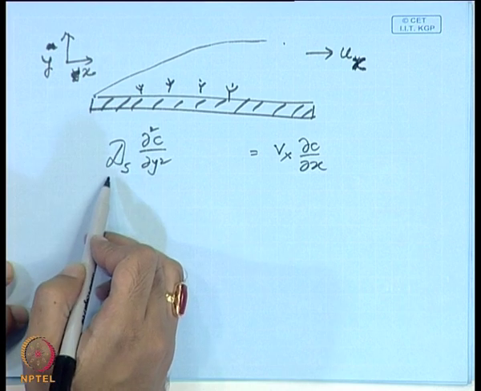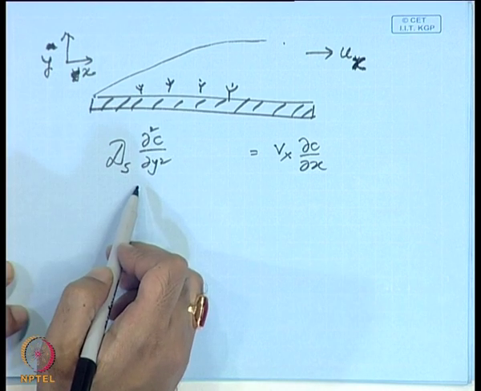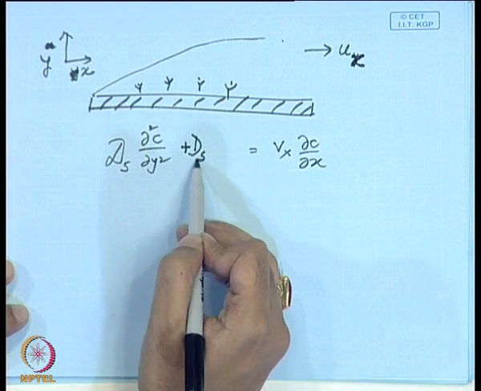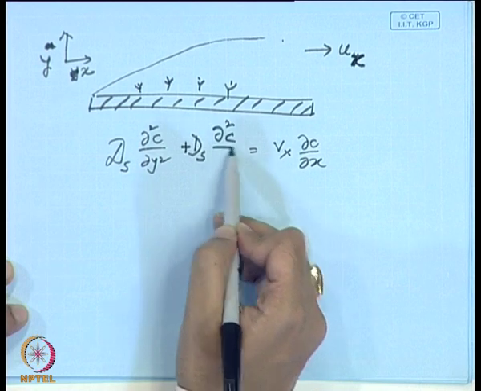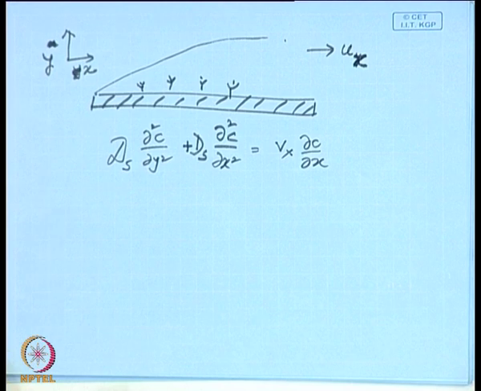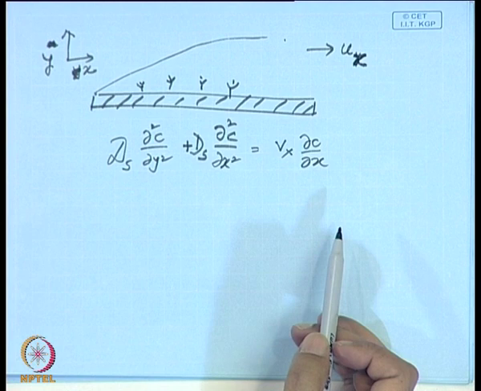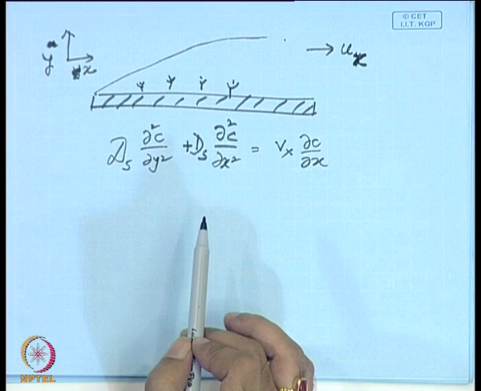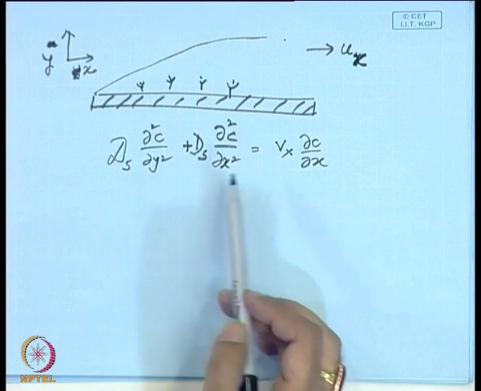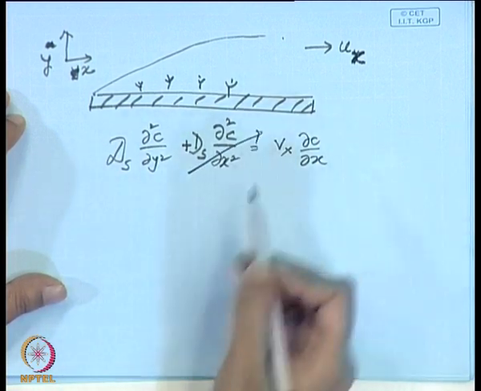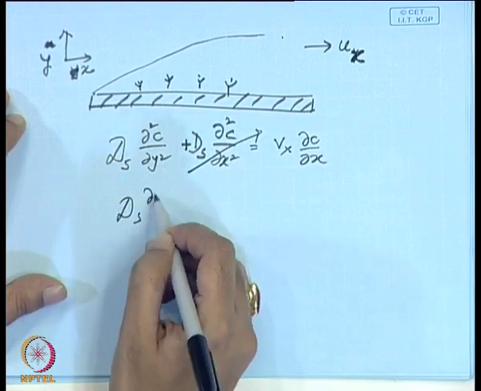You said Ds into del 2C by del y square, right? Okay. And well, why not this term as well? There is no reason for it not to be there. We can neglect this in the exhaustion. You can neglect this term using scaling analysis in this direction, and this will be very insignificant compared to convection. Yeah, that is what we said initially, that when you have convection, one of the diffusion terms you can neglect. So, that is a possibility that you can neglect this term.